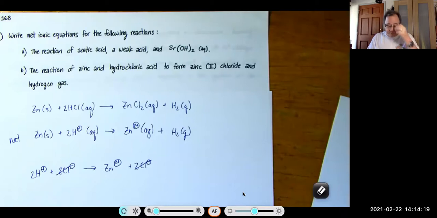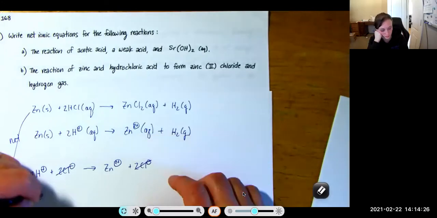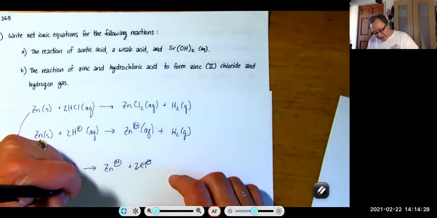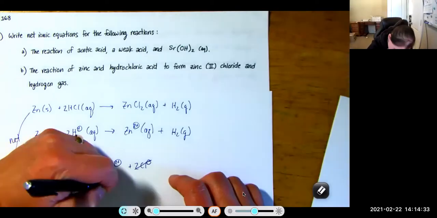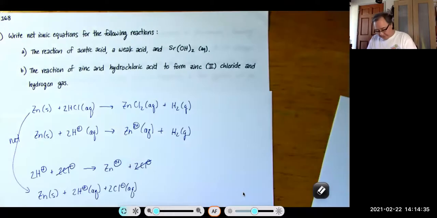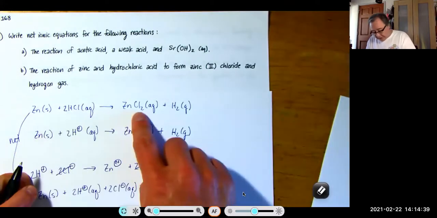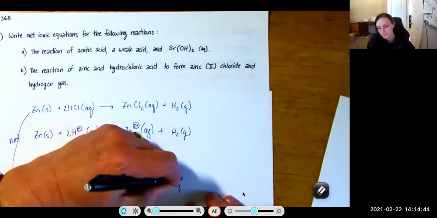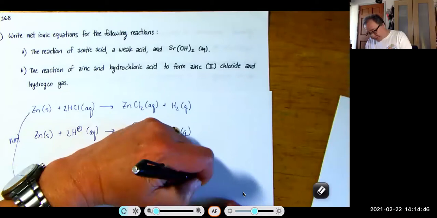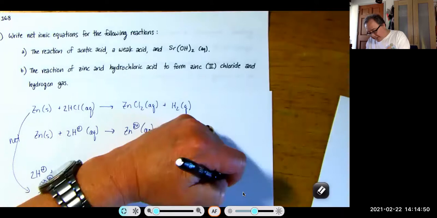So if we do this the long way, we would do this. The zinc stays the same. 2 H pluses that are aqueous, plus 2 chlorides that are aqueous because it's a strong acid. Because zinc chloride has chloride in it, it's aqueous. So you have a zinc ion that's aqueous, plus 2 chlorides that are aqueous. And then for H2, because it's a gas, you don't separate it into ions.